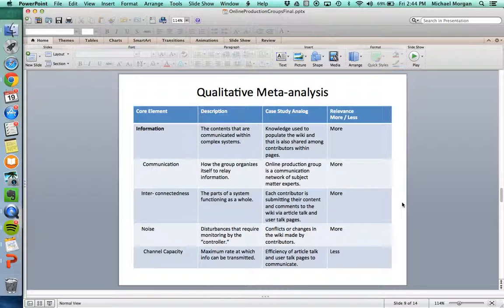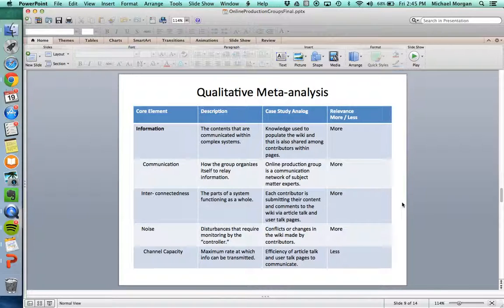So there's that dependency. Also, noise. Noise is essentially disturbances that require monitoring by a controller, and I'll get into control in a second. But noise is definitely a core element, and the analog here for the case is what they operationalize in the case, which is called conflicts, which is the number of edits, the number of revisions, I should say, within the wiki. And these are conflicts or changes in the wiki made by contributors.